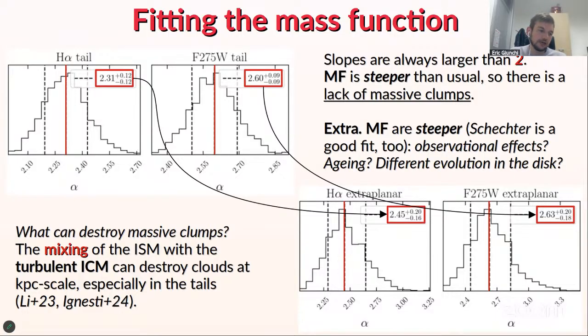So this can raise the question of what caused this lack of massive clumps. Either they can be quickly destroyed as soon as they form, so we do not see them even in H alpha, or on the other hand, there could be other effects that can completely prevent the formation of massive clumps.